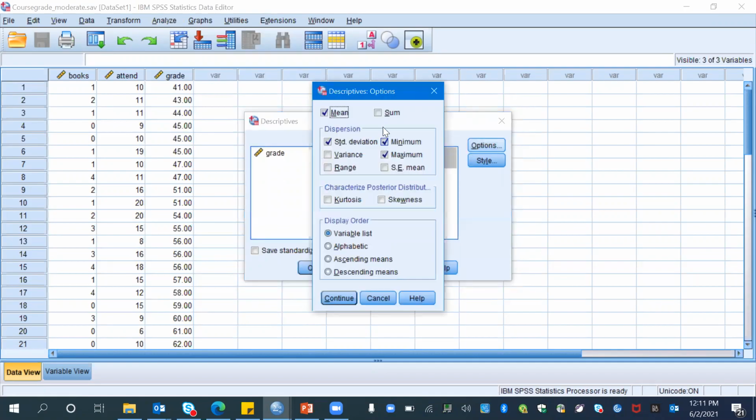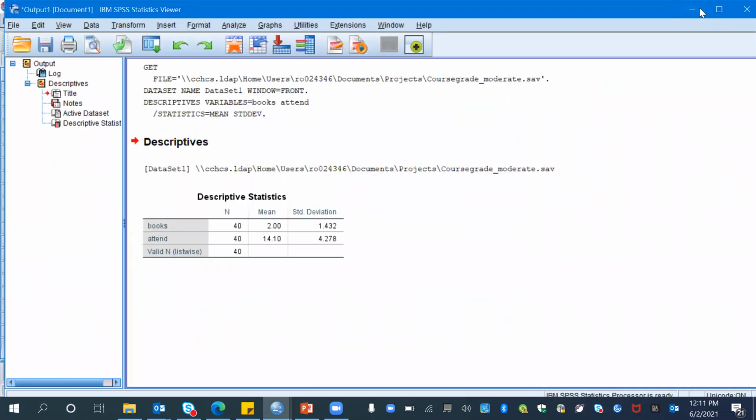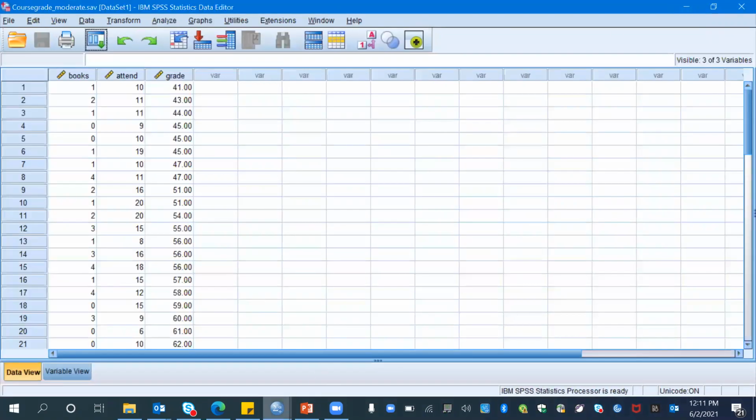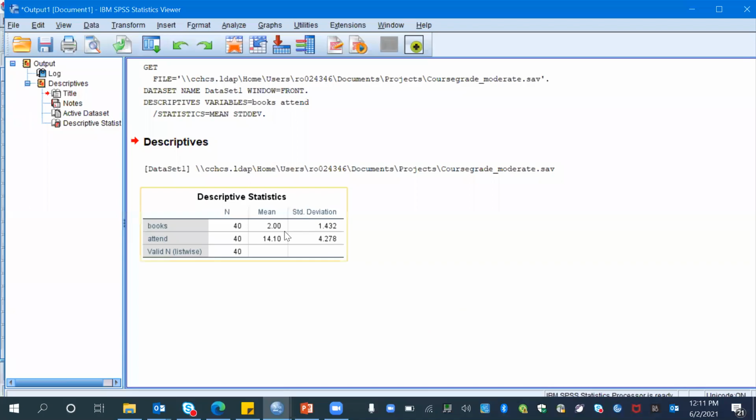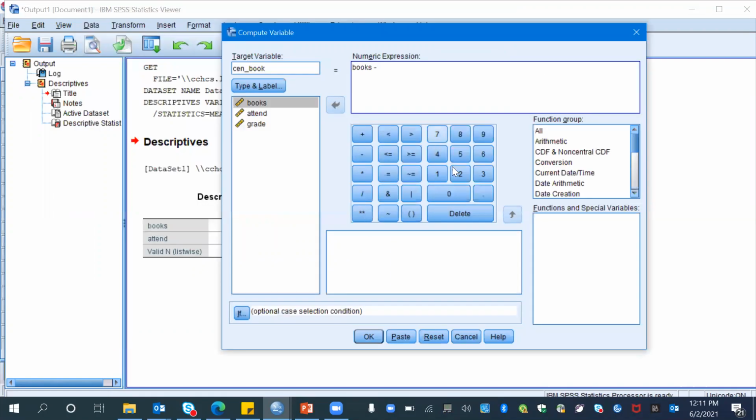Again, use whatever stats package you want, use whatever method you need. You just need the mean and standard deviation of these two variables. And so what I have, I can see I've got the mean and standard deviation, and I'm going to subtract that mean from both of those variables. So for books, I'm going to call this cenbook for centered book. You can name it whatever you want. Number of books minus 2.